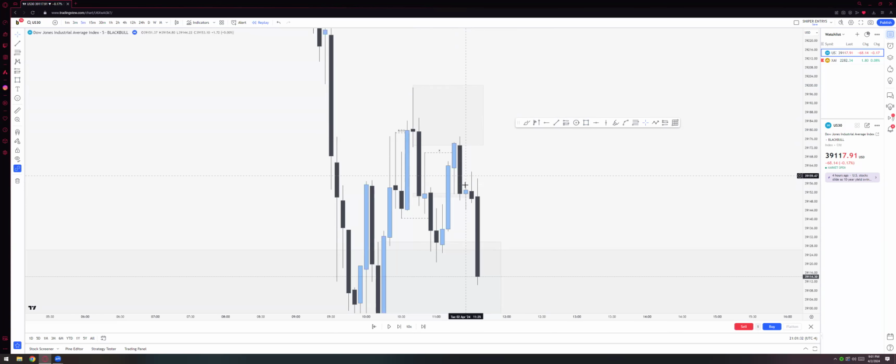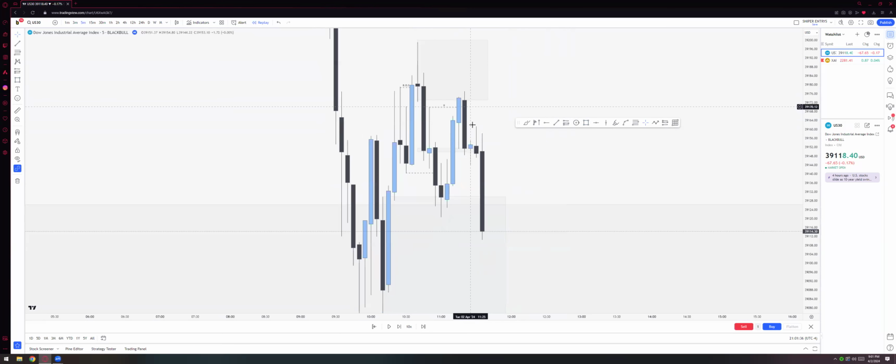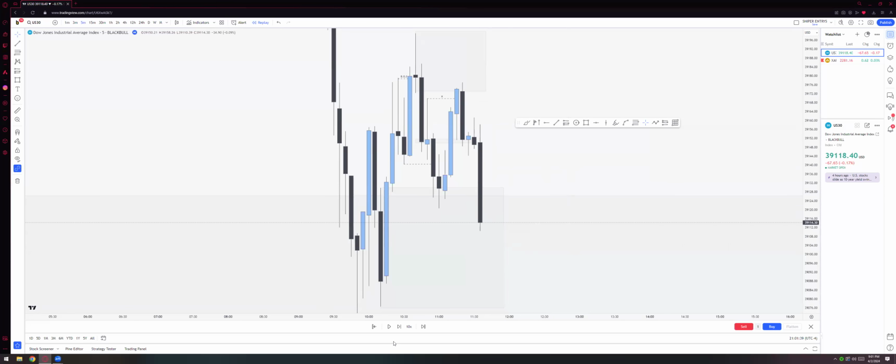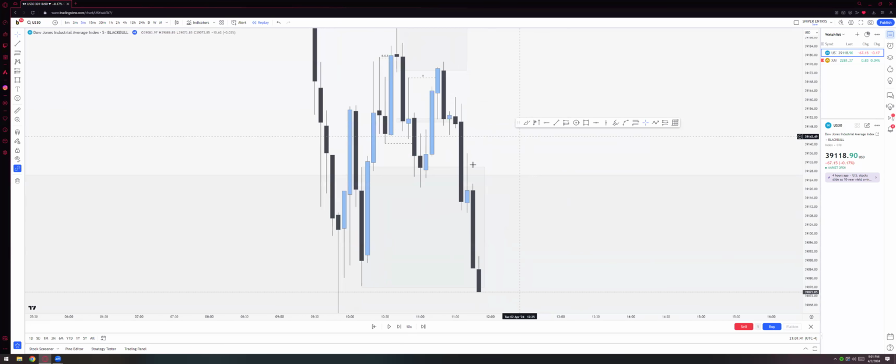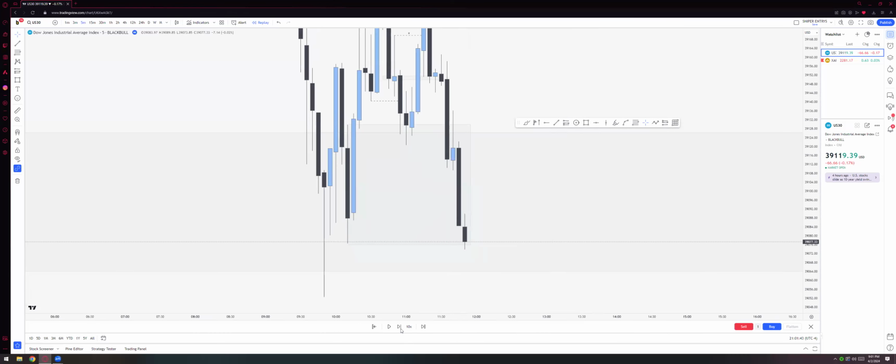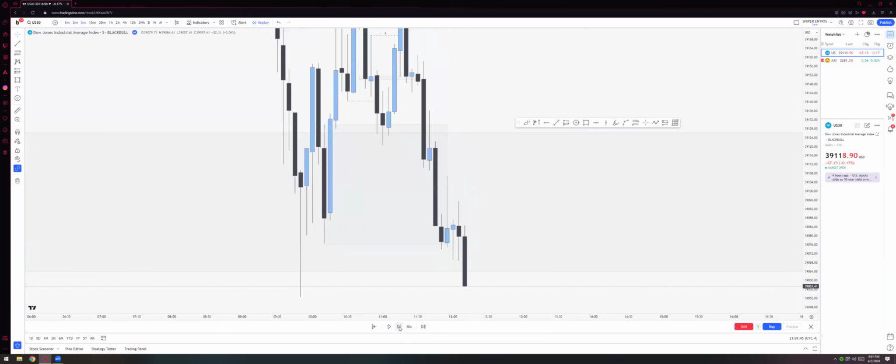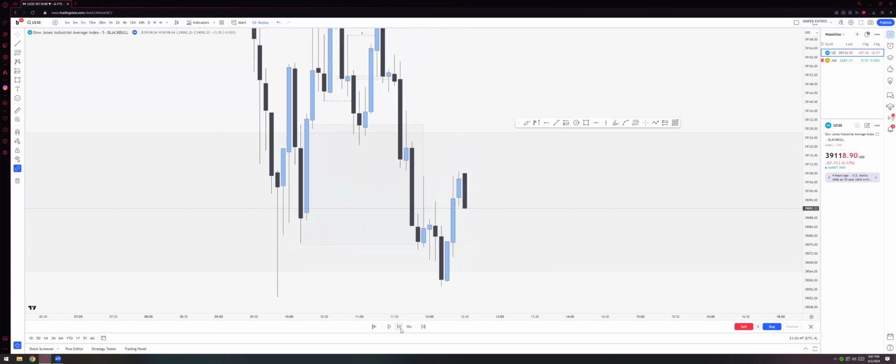So when you do the pullback and we close at break even, I understood the market needed to do another pullback right here, and then grab liquidity one more time right here, and then we take it one more time. That's when we actually close at 1:1 right here.